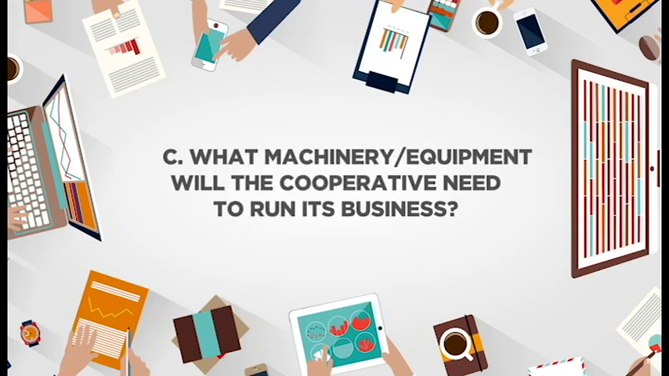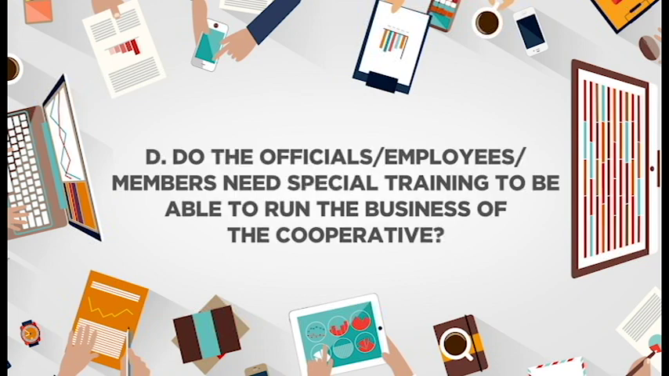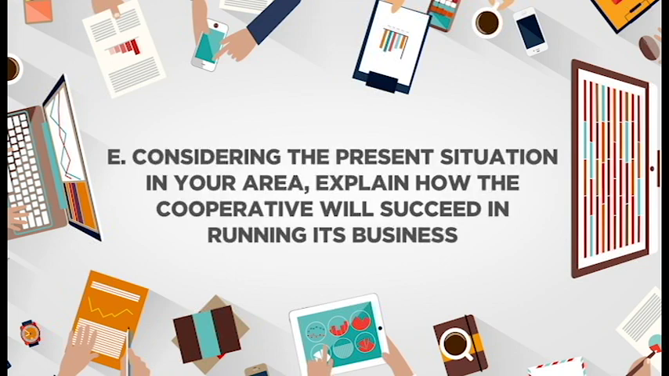What machinery or equipment will the cooperative need to run its business? Do the officials or employees or members need special training to be able to run the business of the cooperative? Considering the present situation in your area, explain how the cooperative will succeed in running its business.